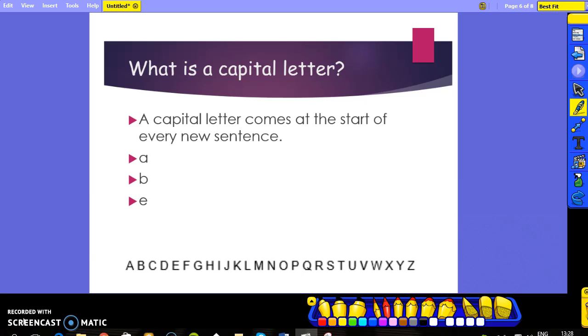Now we're going to move on and try using some capital letters to start our sentences. A capital letter is a big letter, and you can see them at the bottom here of your screen. A capital letter comes at the start of every new sentence or after a full stop. Here is the small letter or the lowercase letter for A. The capital letter would look like this.